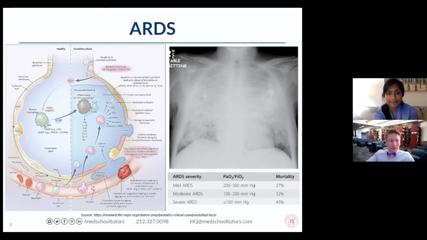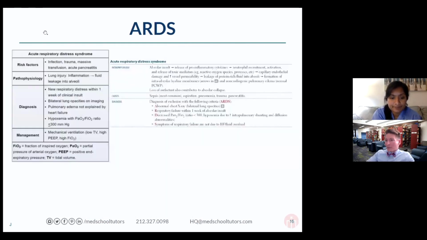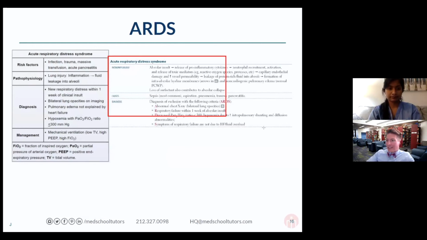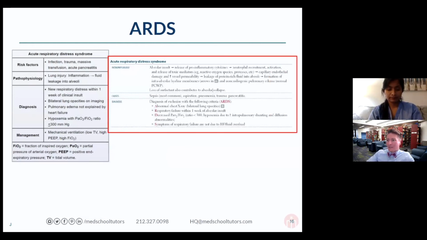So if we take a look back at some old material, for those of you who have already taken Step 1, take a look at the First Aid entry for ARDS in First Aid for Step 1. You might be surprised to find, I know it's small here, that they actually had this ratio in First Aid for Step 1 all along. This has always been the definition of ARDS, is that you give oxygen and it doesn't work. And so you can easily diagnose ARDS on the exam if they give you the FiO2 and the PaO2.